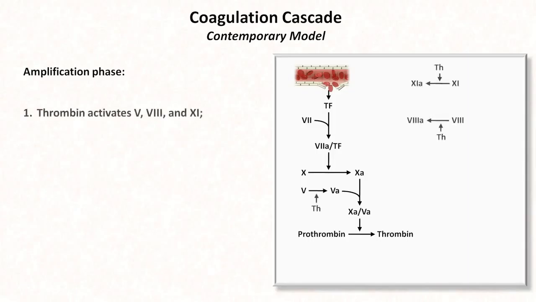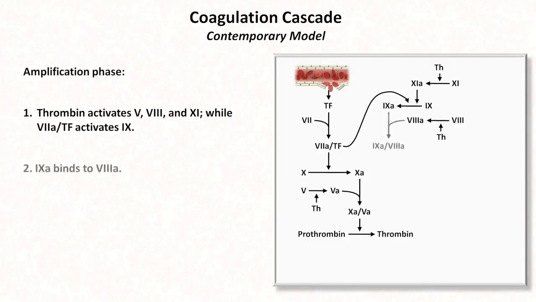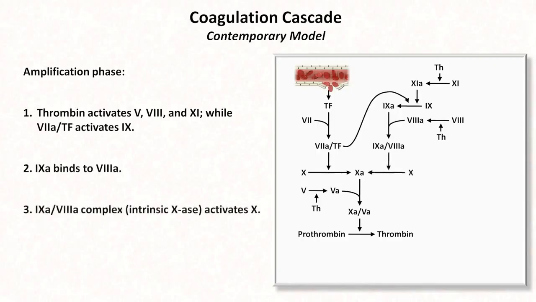The limited amount of thrombin produced so far activates more factor 5 as well as factor 8 and 11, while the 7A tissue factor complex as well as activated factor 11 is able to activate factor 9. Activated factor 9 binds to activated factor 8, which then forms the intrinsic factor 10-ACE, thus activating 10. The amplification effect at each step is such that the intrinsic 10-ACE ends up activating as much as 100 times the factor 10 that is activated by the extrinsic 10-ACE.